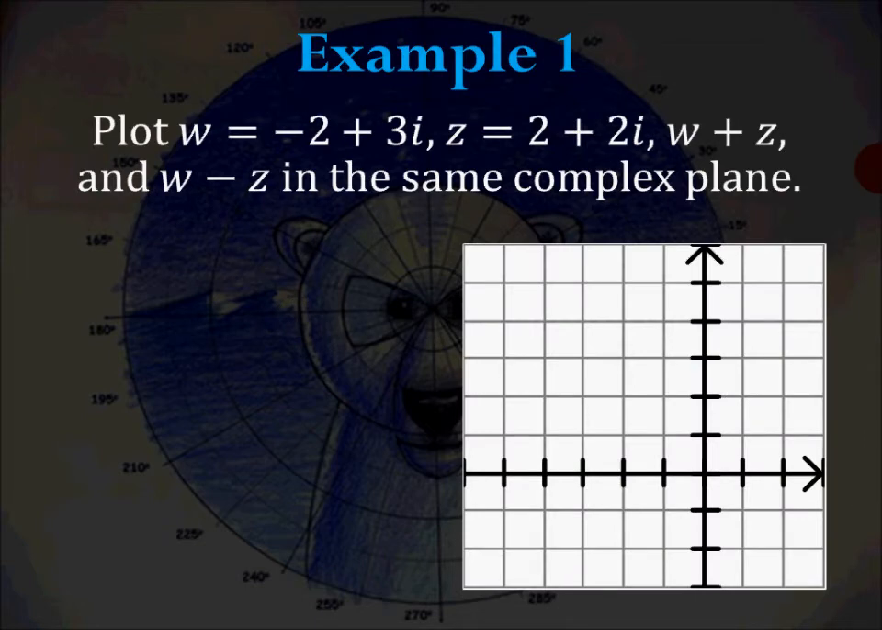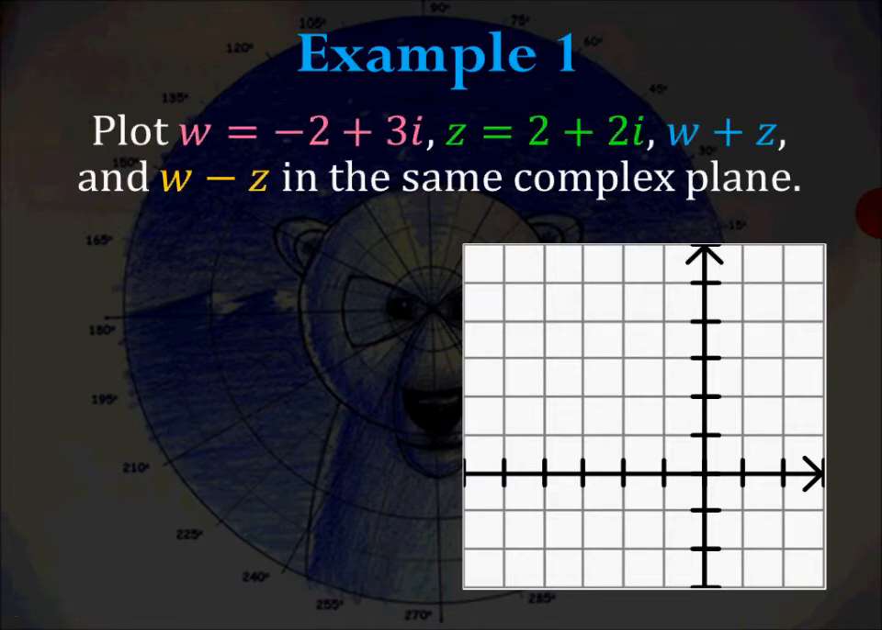Example 1. Plot w equals -2 plus 3i, z equals 2 plus 2i, w plus z, and w minus z in the same complex plane. Alright, why don't you guys give this a shot? To add w and z, you just add the real and the imaginary parts together, and same when you subtract.